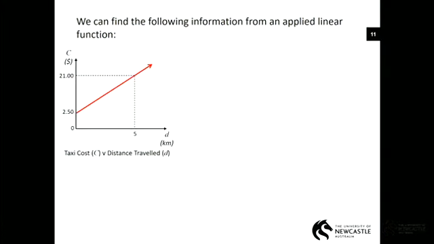This one's already in the book. We can find the following information from this linear function. Well, I can say the y-intercept, let's keep it simple, is the initial fare. So I got charged $2.50 and then I got charged per kilometre. So the y-intercept tells me the initial fare of $2.50.